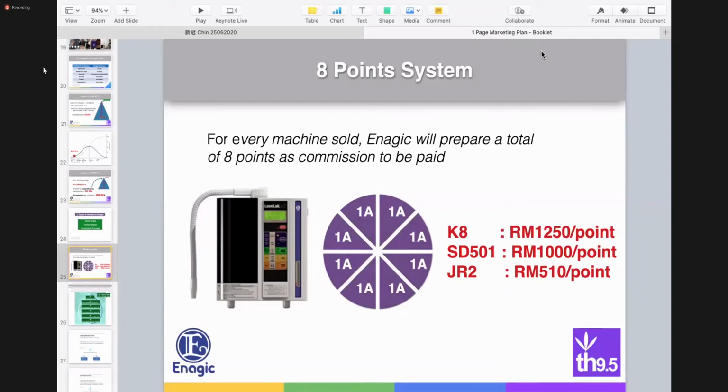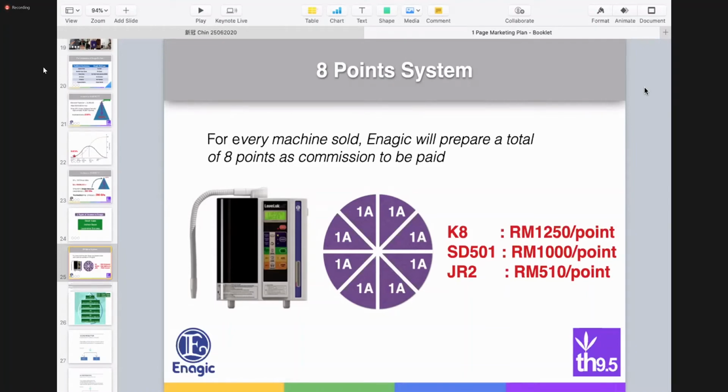All right, so that means whenever Enagic gets paid, they receive the amount of money. Then the accounts department has to do this. Immediately, they have to be prepared to pay out 8 points of commission to all the distributors. Remember, every machine, when the money comes into Enagic, the company has to pay out 8 points of commission. To who? To the person who introduced this new customer, then to his upline, then to his upline, then to his upline. The company has to pay out the 8 points.